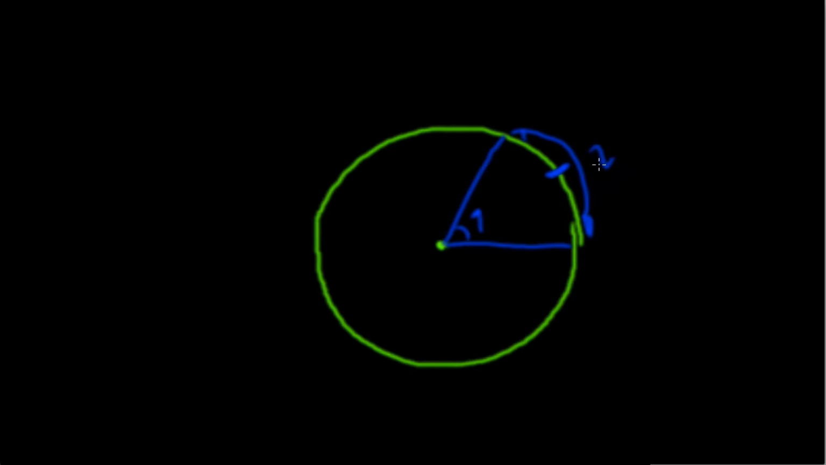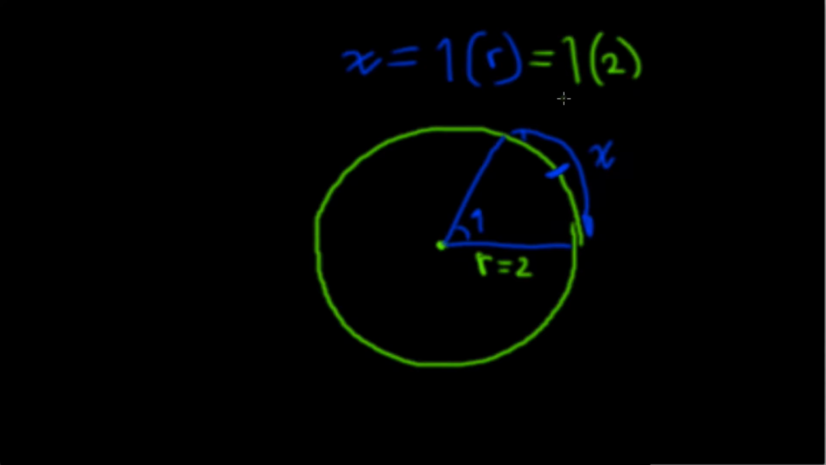All across here. What's that? X. Well, as we learned, that arc length, that x, will be equal to the number of radians, 1, times the radius. And now we can just have the fun of choosing a radius. Let's call this radius 2. It's equal to 1 times 2. So x is equal to 2, right? Alright, let's try a different one.